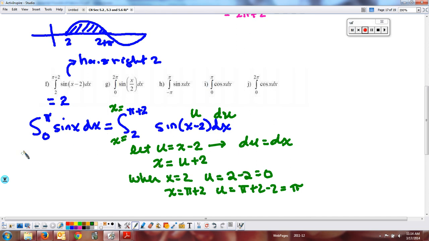And does it really matter if I say 0 to pi sine x dx, or if I say 0 to pi sine u du? It's going to be exactly the same thing. It doesn't really matter what variable you have in this location. It's still going to be an answer of 2. And so this is setting us up for a preview of coming attractions, which is basically calculating definite integrals by u substitution. All right?